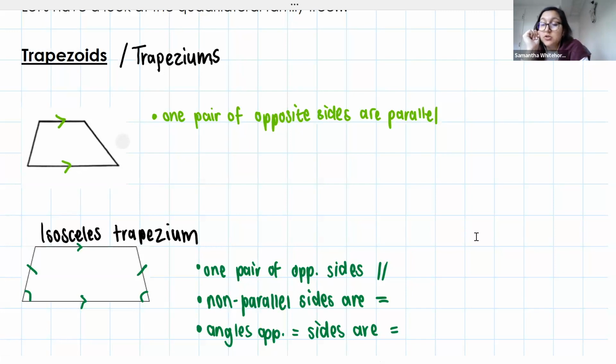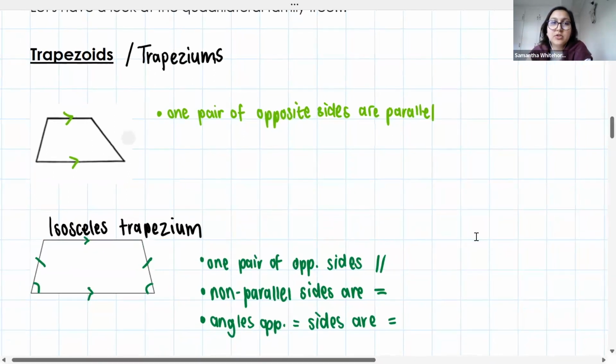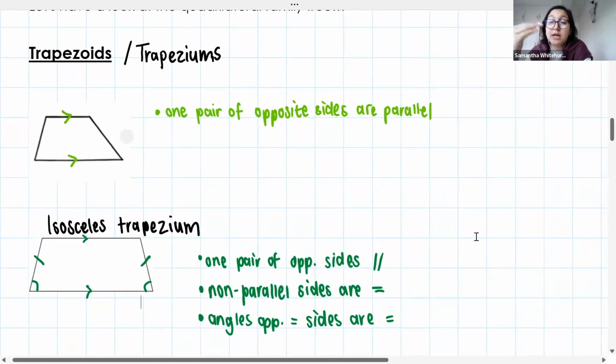But in an isosceles trapezium, definitely. Right, so guys, I'm just going to wait here for you to take a screenshot of this. And then we're going to start looking at more and more specialized quads and what their characteristics are.